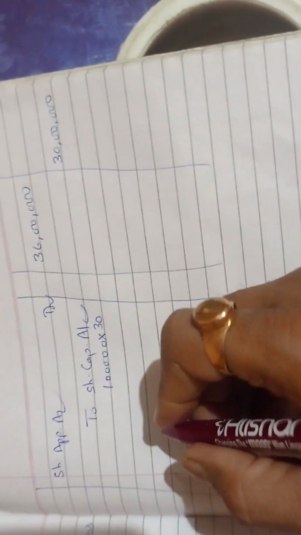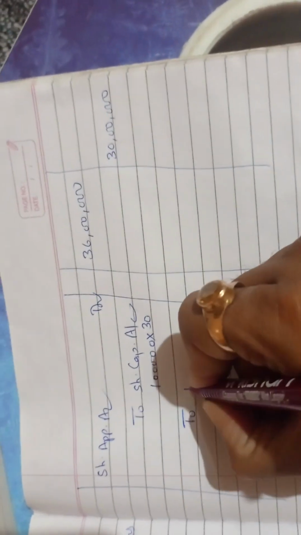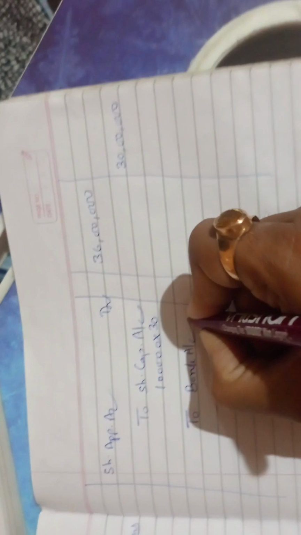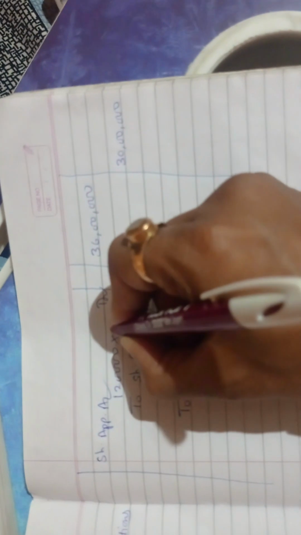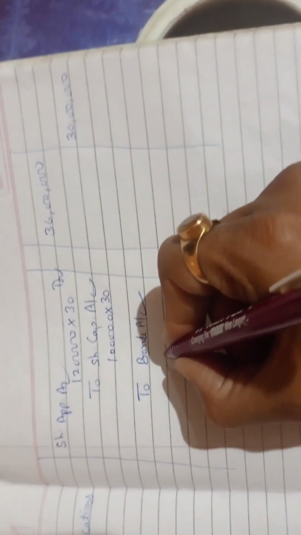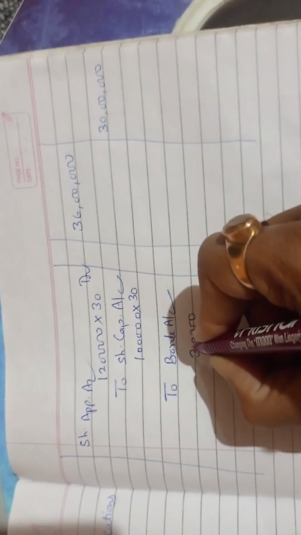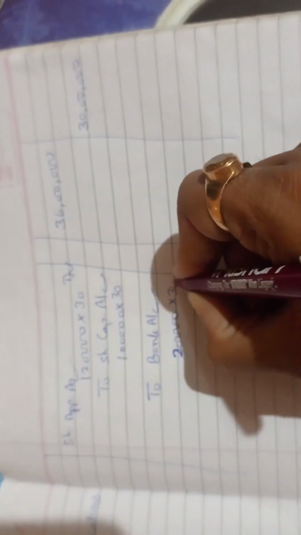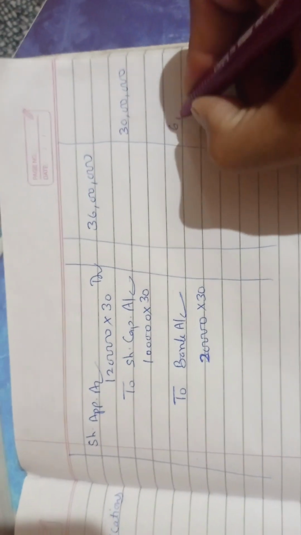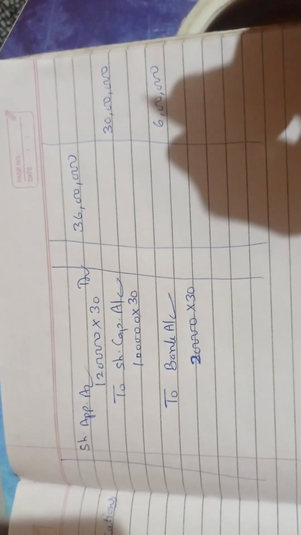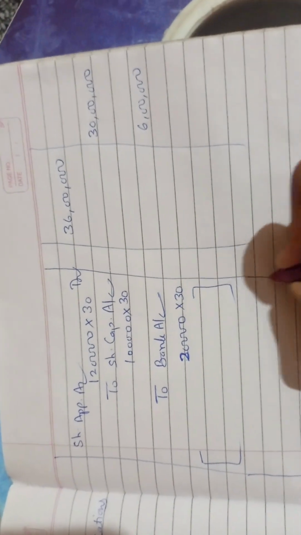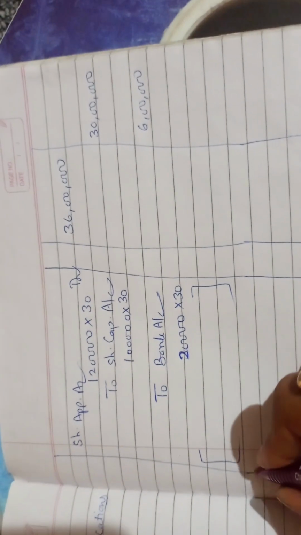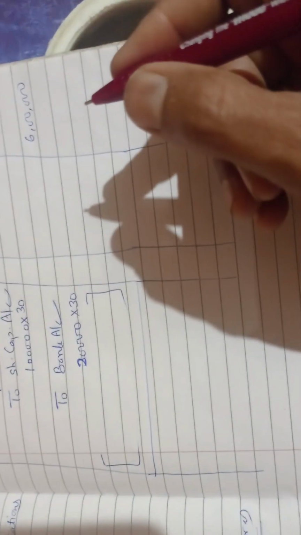The rest will be the surplus, and then this surplus will be refunded. Previously it was 1,20,000 into 30. Now 1 lakh you accepted, 20 you rejected. 20 into 30, that is 6 lakh. Now the narration is what? Being application money due on shares and excess or surplus refunded.